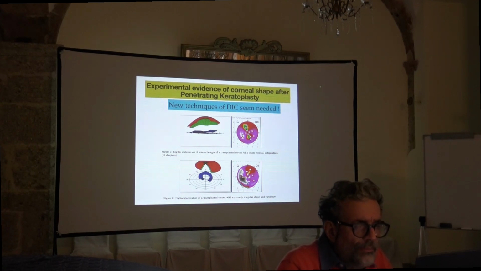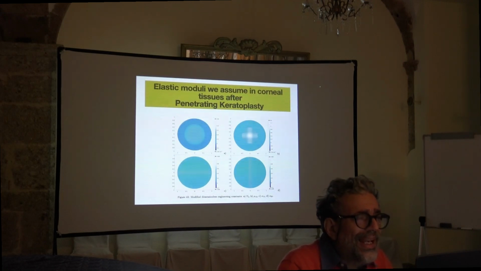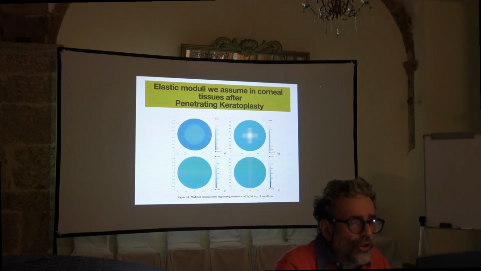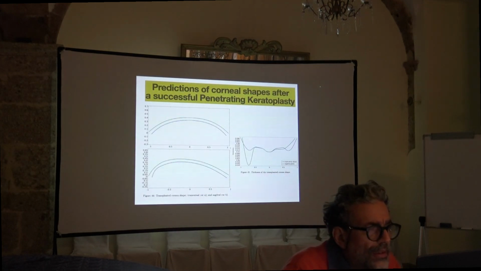Now, we need better digital image correlation, this I already said. The elastic moduli in penetrating keratoplasty are now made like that. You have a crown with weaker coefficients, and inside you have stronger coefficients.